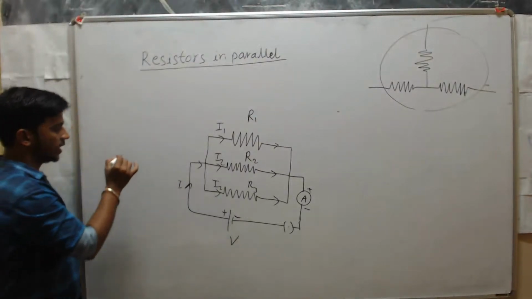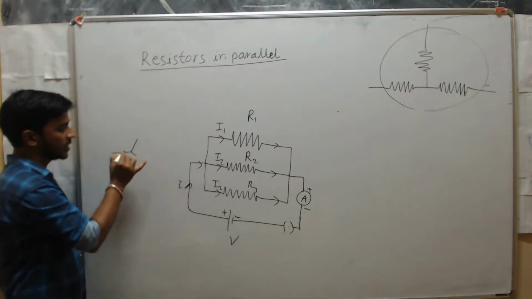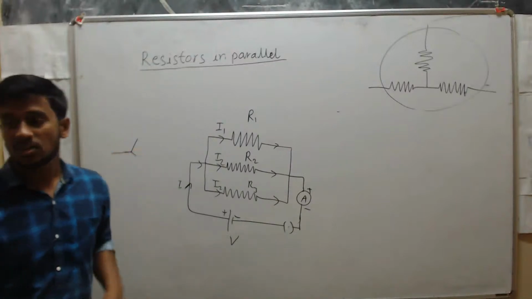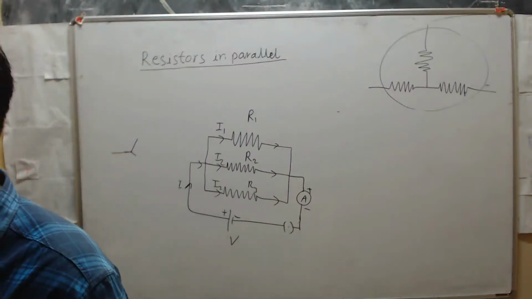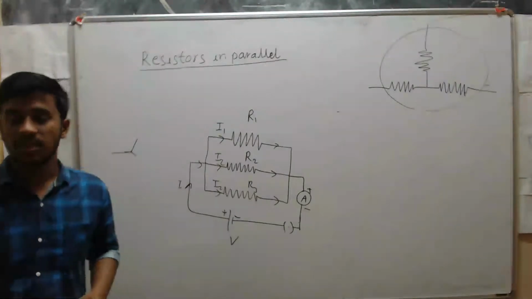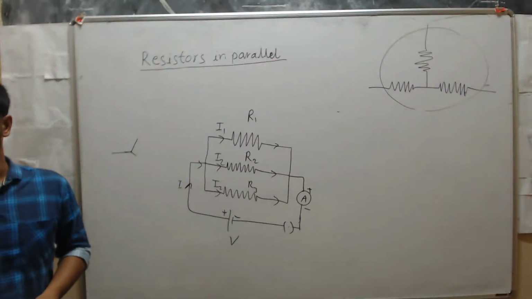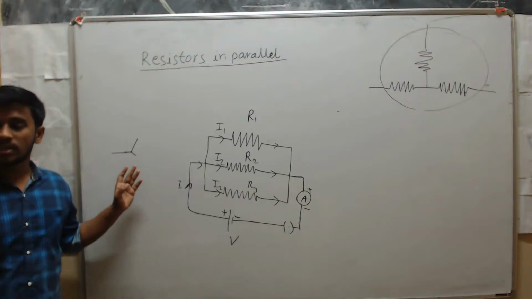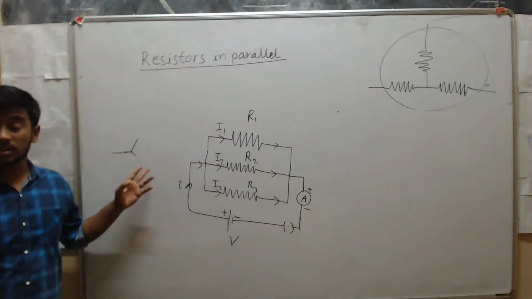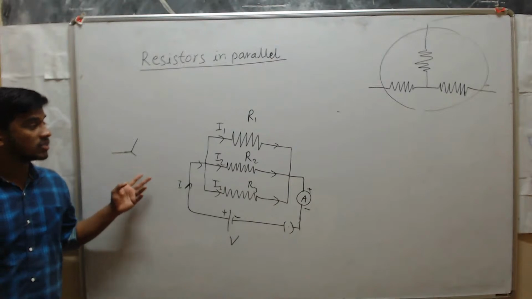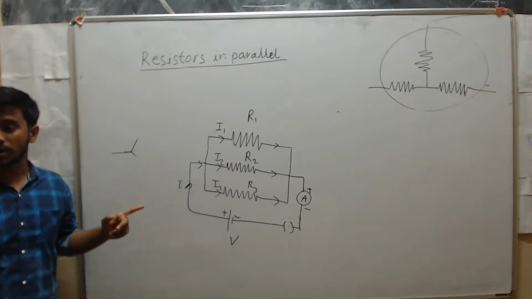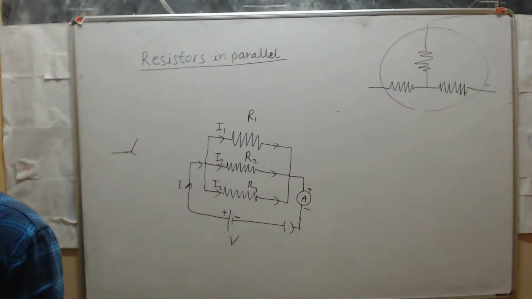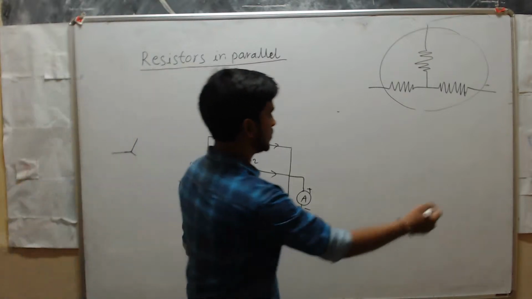At one point, if you join more than two resistors, then we can say that those resistors are in parallel. So clear, right? So when do you see resistors in parallel? When you add the ends of three resistors at one point, then we can say that the resistors are in parallel. You can draw this diagram like this also.